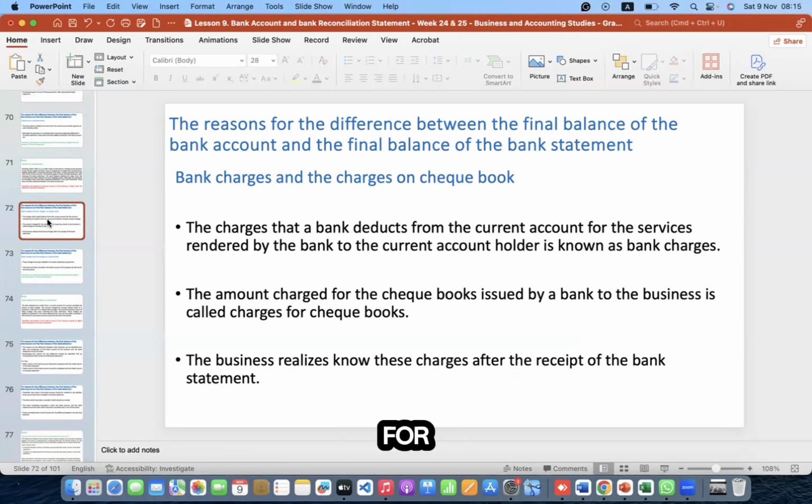The amount charged for the checkbook issued by the bank to the business is called the charges for the checkbook. Now, if the bank is issuing a checkbook, the bank is charging you because it requires material purchases, printing books, transporting it, processing it, managing that, all that work. So for all that, it will require some amount of money. For that, the bank will charge you some amount.